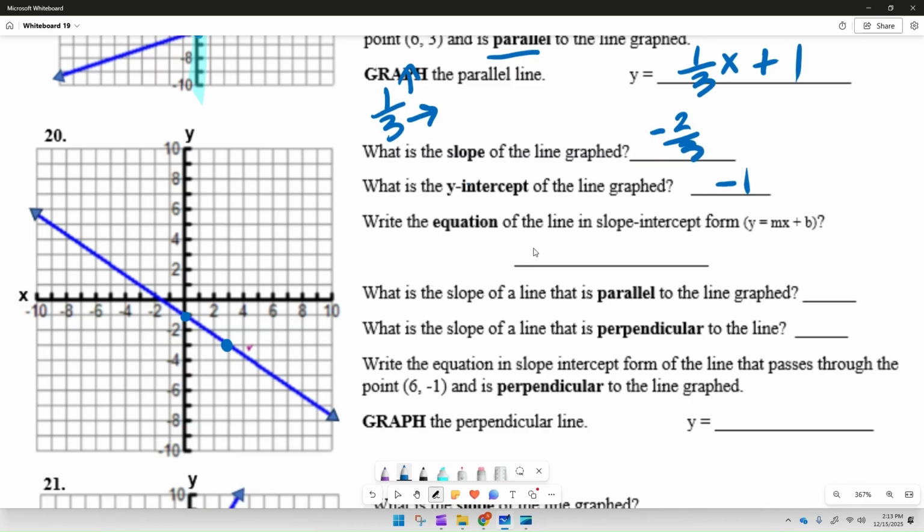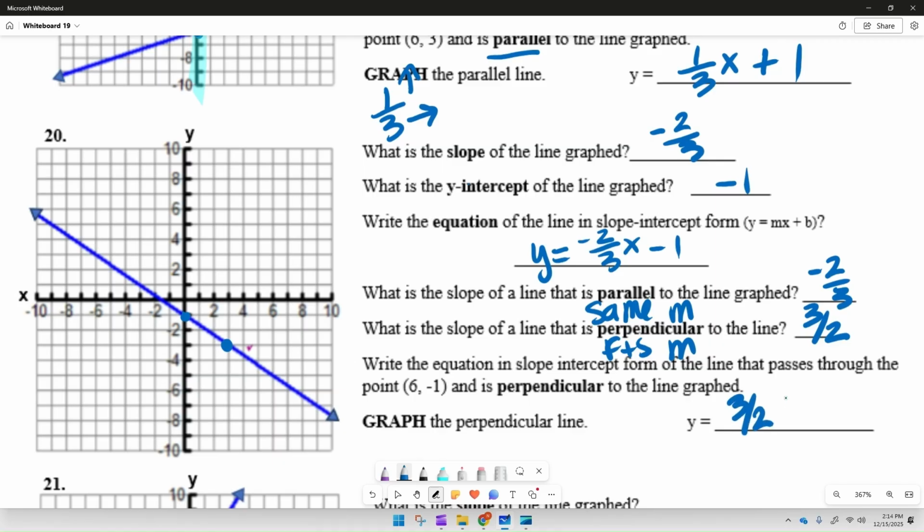All right, we're going to write the equation. y equals -2/3 x minus 1. Parallel is same slope, so that is -2/3. Perpendicular, we want to flip and switch, so that is +3/2. We're going to do the same thing that we did before.